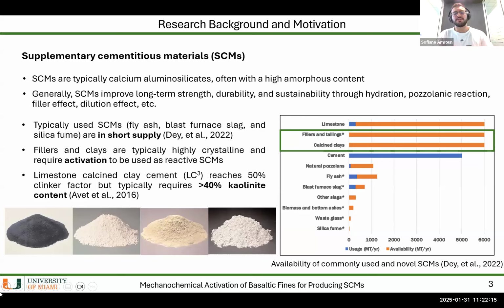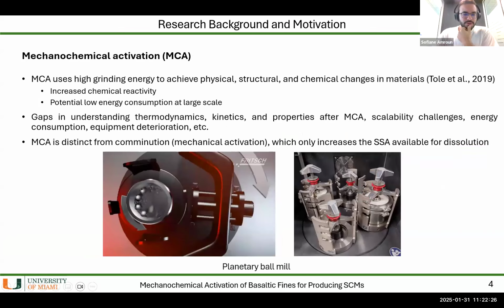So for my research, instead of using clays, I use filler materials which fall under this category, and we have enough of them in the world. I'm using basaltic fines for my research. But basaltic fines, as they are inert materials, we need to activate them so that they can actually react with some cement phases, to give us more strength and more durability.